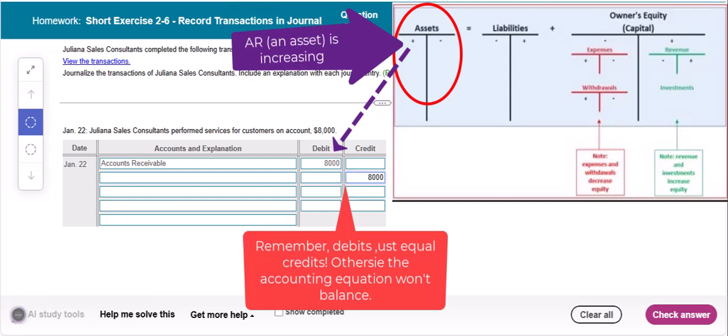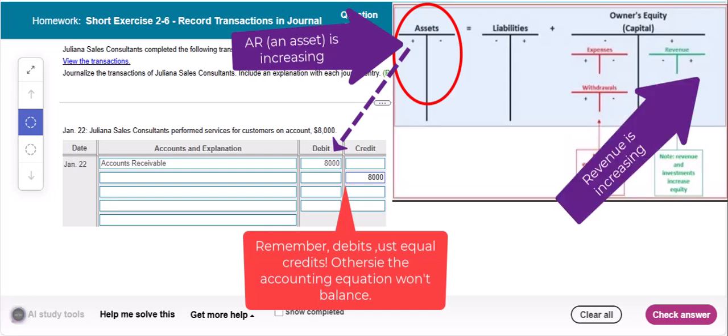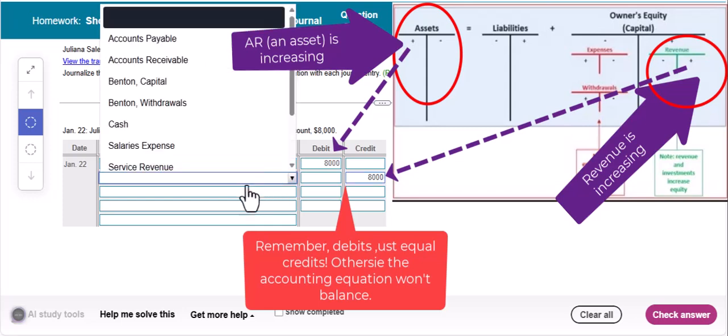And again, why are we recording this accounts receivable? Because we performed services, so we have to record revenue. So with revenue, do we have more revenue or less revenue? We have more revenue, therefore it's increasing, and revenue increases on the credit side. So that's why it's a credit account. So we're going to look at something here that says service revenue.